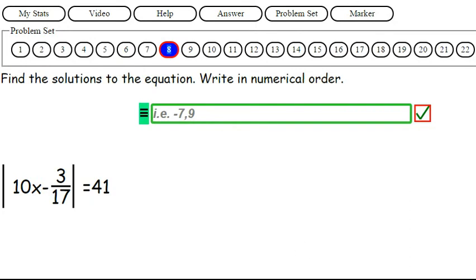Okay. So let's go ahead and spend a second here and write this down. 10x minus 3 over 17 is equal to 41. So this is kind of a quiz on doing fractions and reducing fractions. And I should also state that this fraction here may not be completely reduced, so you'll want to do that.